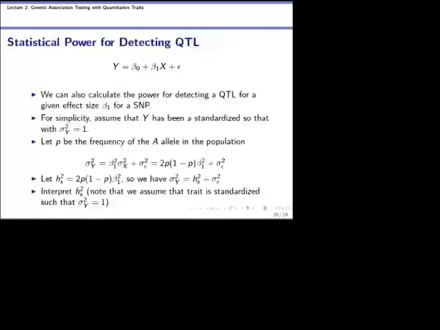All right. So for those who are going to be writing grants, you have to put power calculations in there. So you can also calculate power. Essentially, I'm not going to go through it, but let's say the variant that's causal, increasing or decreasing your trait value, has frequency p. You can show that the heritability at that SNP, or the portion of variance explained by the SNP, can be written as 2p(1-p)β1².